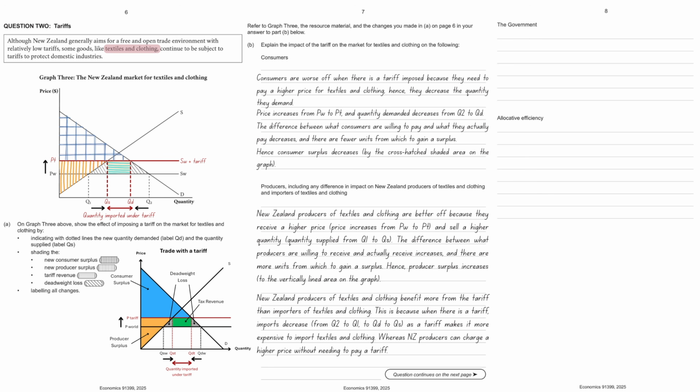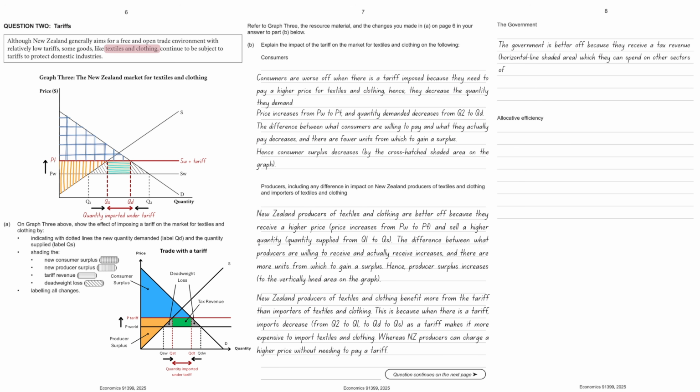So therefore, New Zealand producers who make their own clothes would be better off when there is a tariff imposed than New Zealand importers. Great, and then let's look now at the government. So the government likes a tariff. This is the New Zealand government. Remember, everything on this graph links back to New Zealand.